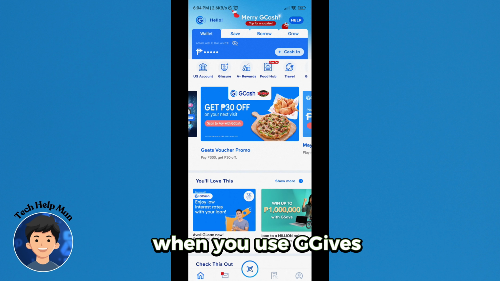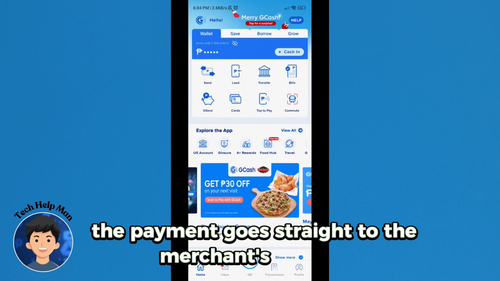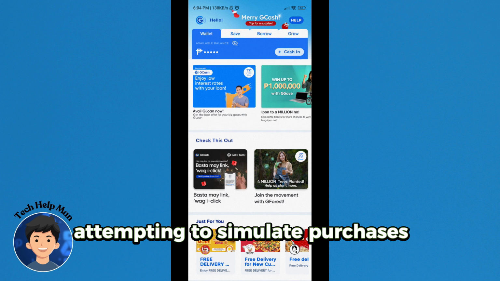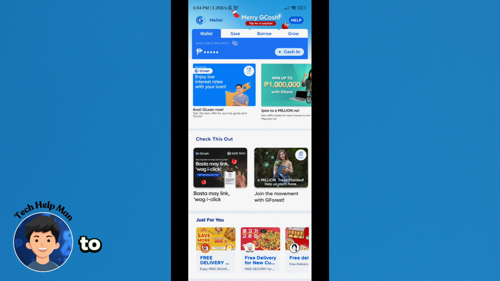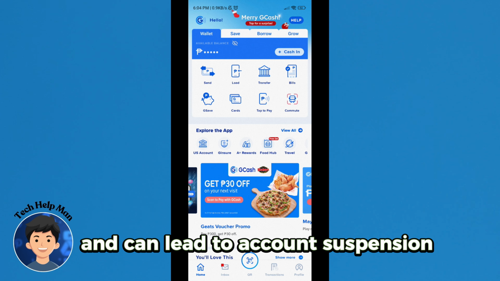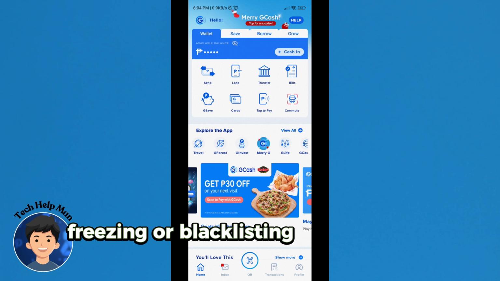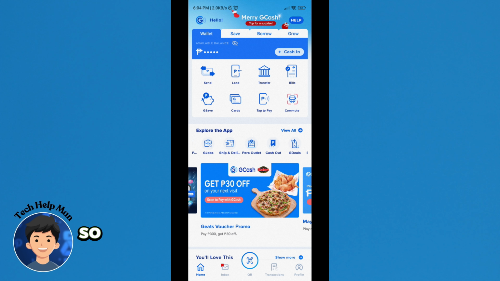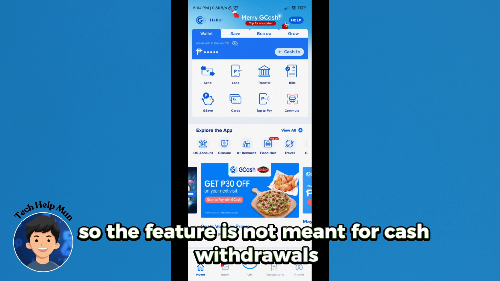When you use GGives, the payment goes straight to the merchant's account for actual products or services. Attempting to simulate purchases or refunding money to get cash is considered fraudulent and can lead to account suspension, freezing, or blacklisting on both Gcash and Maya platforms. So, the feature is not meant for cash withdrawals.